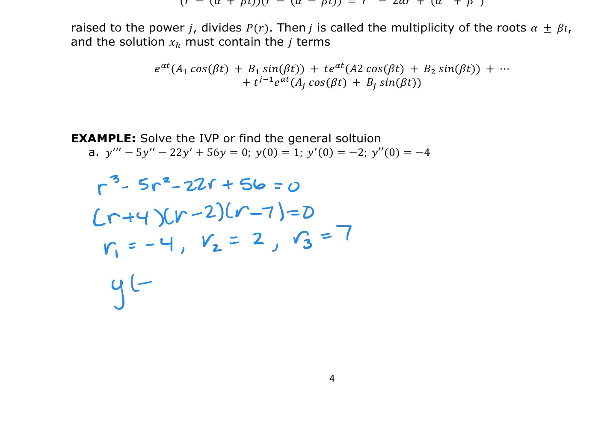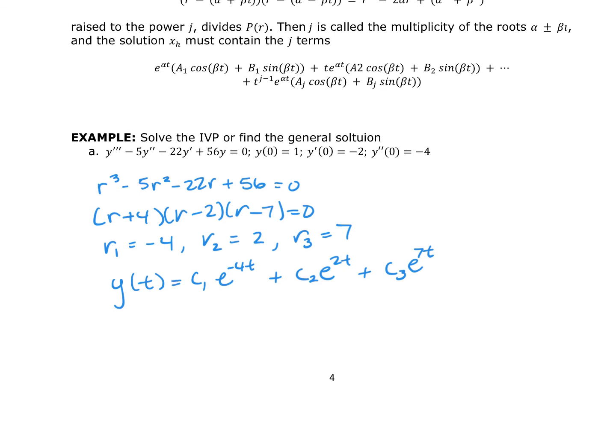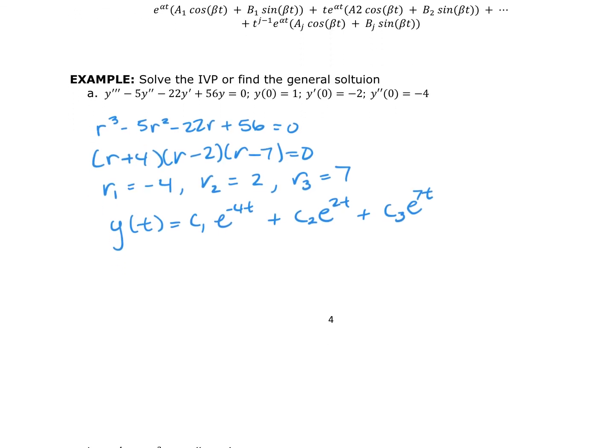So my general solution y of t will be c sub 1 e raised to the negative 4t. I like to go in ascending order, but there's no real reason. I just like to do that. Plus c sub 2 e raised to the 2t, and then plus c sub 3 e raised to the 7t. Now, because I have 3 unknowns, I need 3 initial values. Here's my first one, here's my second one, and here's my third one, so that I can find all of my unknowns, which are C1, C2, C3. I need 3 equations to find 3 unknowns.